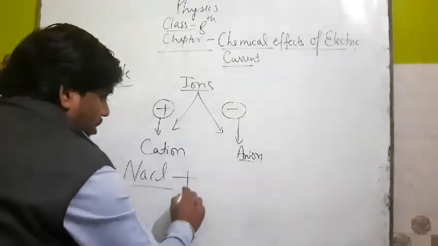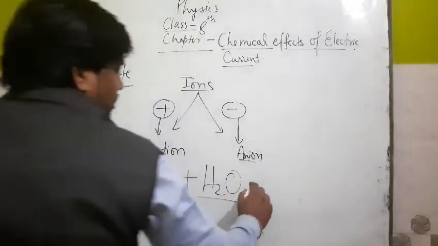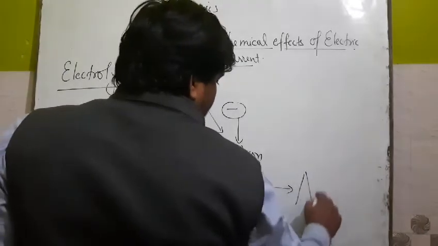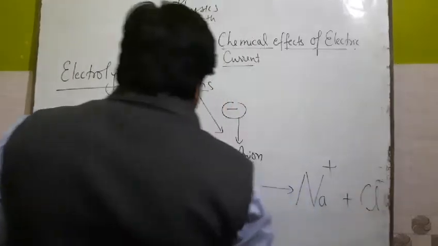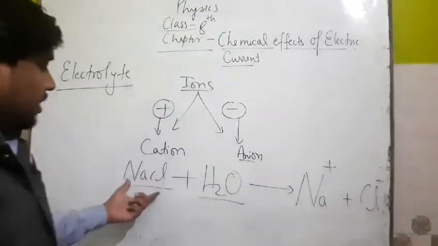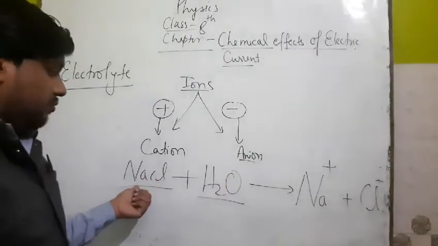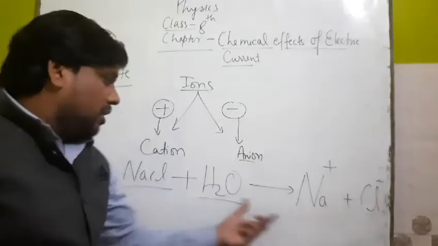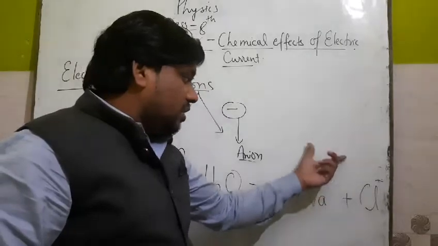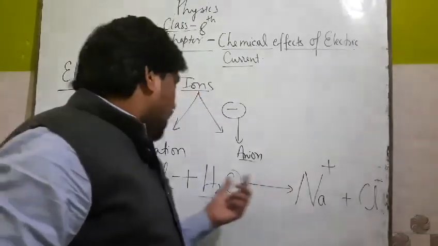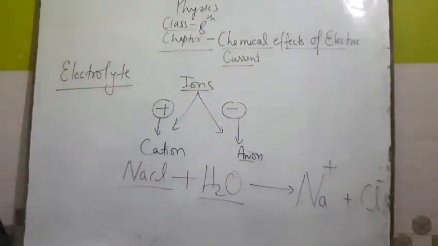When this NaCl dissolves in water, formula of water H2O, then it gives in aqueous solution Na plus and Cl minus. Means this sodium chloride breaks into its ion form. Sodium forms sodium ion and chlorine forms chloride ion. Sodium ion is known as cation because it carries positive charge, and chloride carries negative charge, that is anion. Okay, understood?